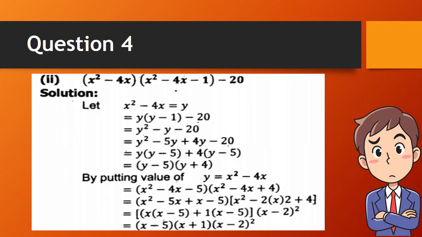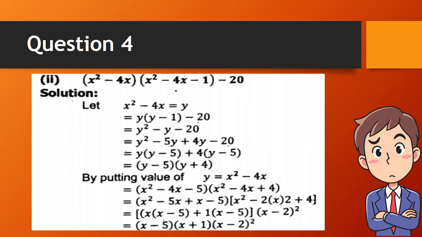So now you will apply the midterm method. So 20 into 1, the constant of the first term. Now you have to make the factors of 20 such that by adding or subtracting them you get minus 1. So minus 5 plus 4 will give you minus 1.